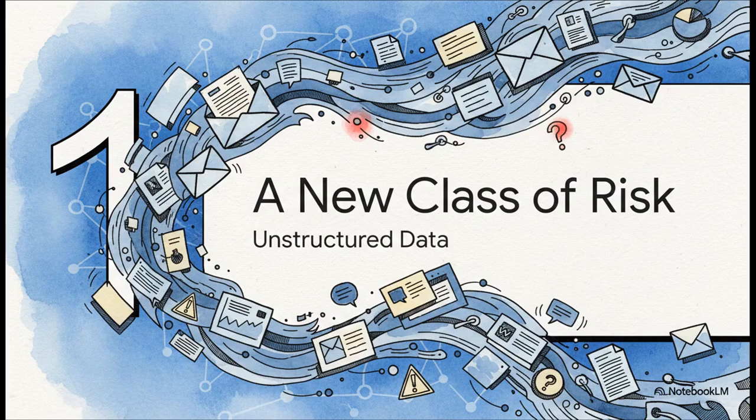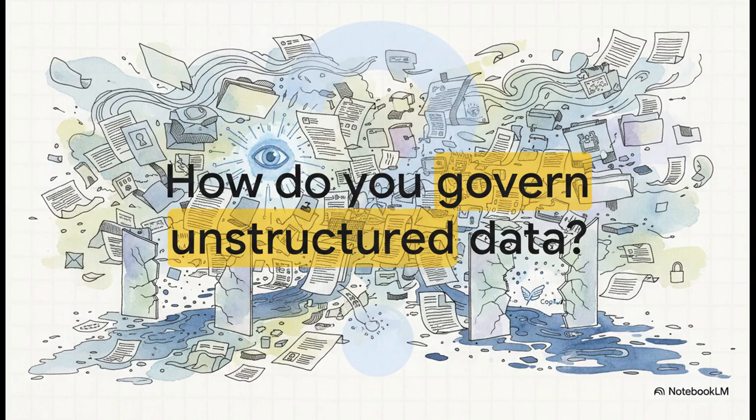We're dealing with a completely new class of risk. You see, your traditional software works with neat, tidy, structured databases. But AI like Copilot lives in the messy stuff: your emails, your Word docs, all those team chats. And that right there creates a huge governance headache. I mean, that's the million-dollar question, isn't it?